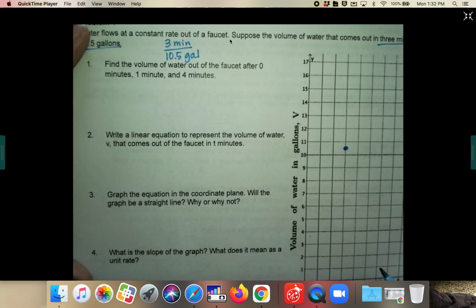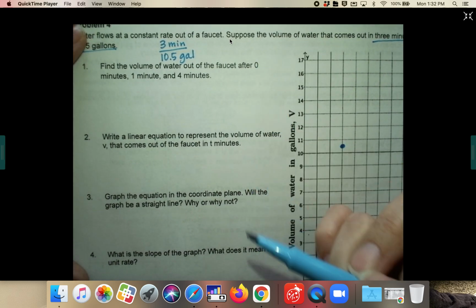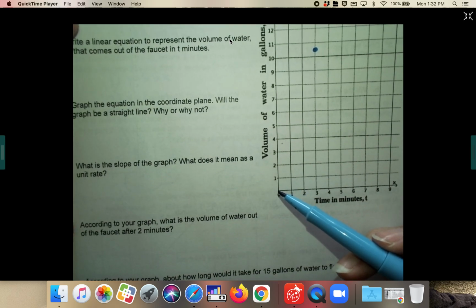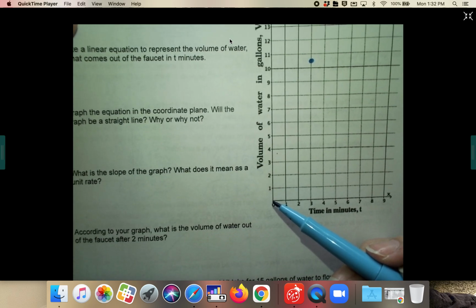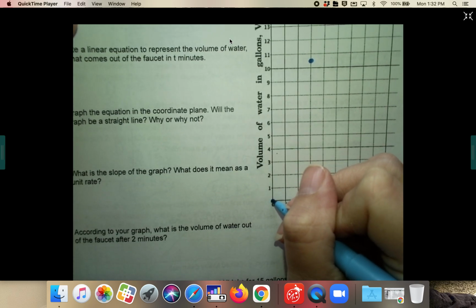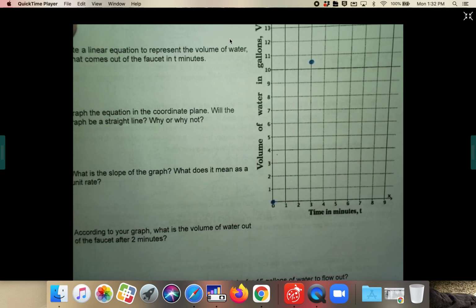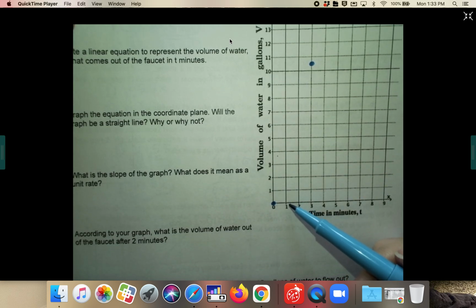All right, so after 0 minutes, let's say we haven't turned on the faucet, 0 minutes, how much do you think has come out of the faucet? I hope you said 0, because if I haven't turned it on yet, there hasn't been any water come out of it yet. Okay, then it says 1 minute.